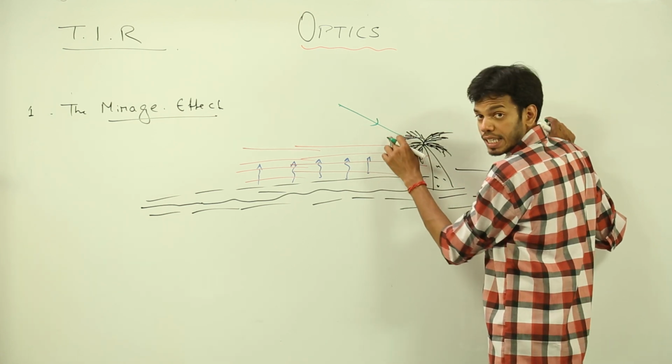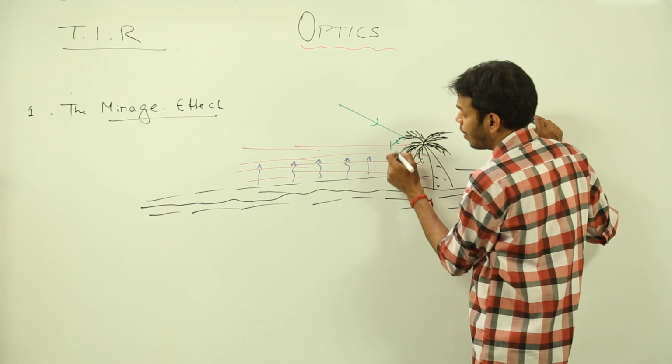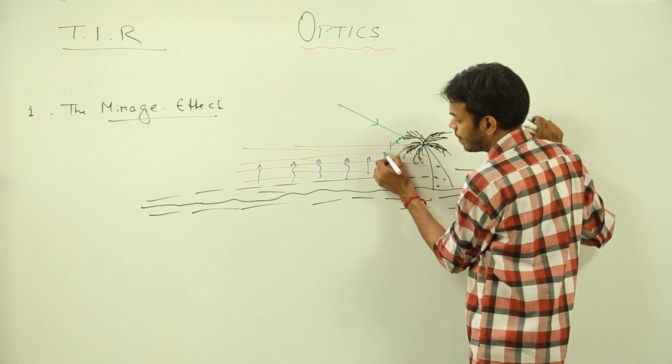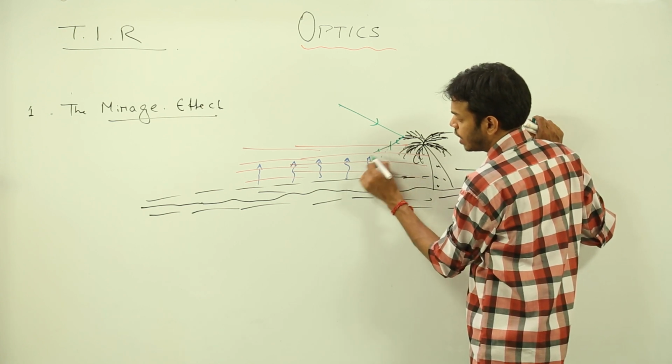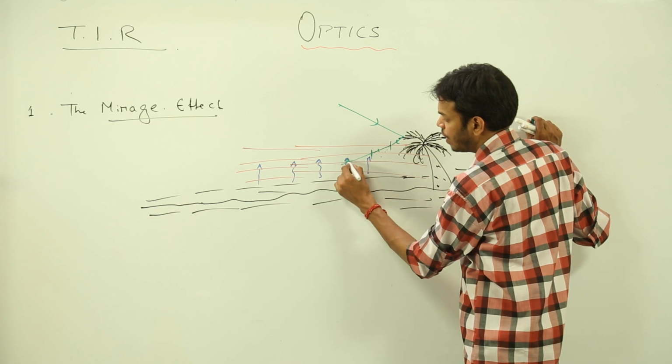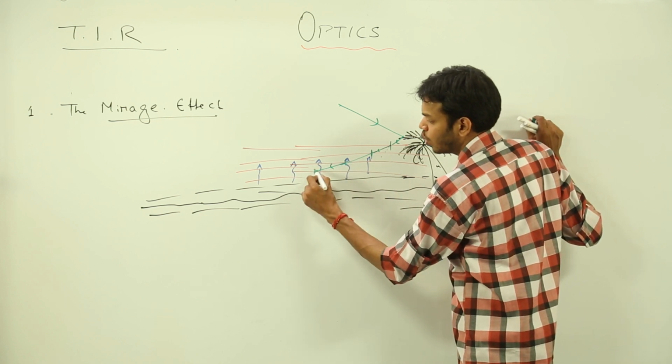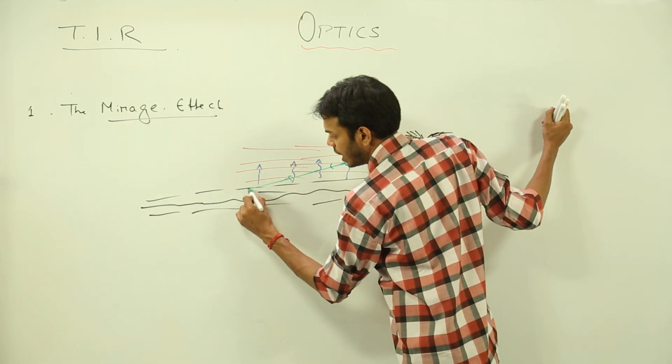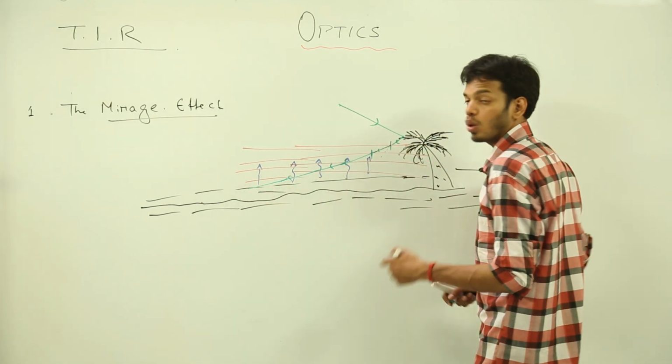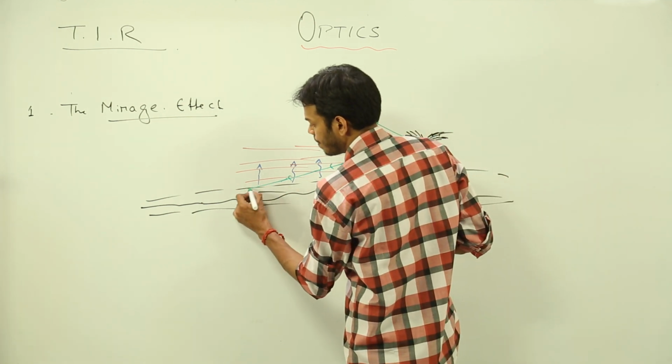So this ray which is traveling from denser to rarer medium is going from denser to rarer, so it will bend away from the normal. Instead of going straight, it will bend away from the normal. Similarly, at every point the ray tends to bend away from the normal and it keeps on bending. So in that process what happens?